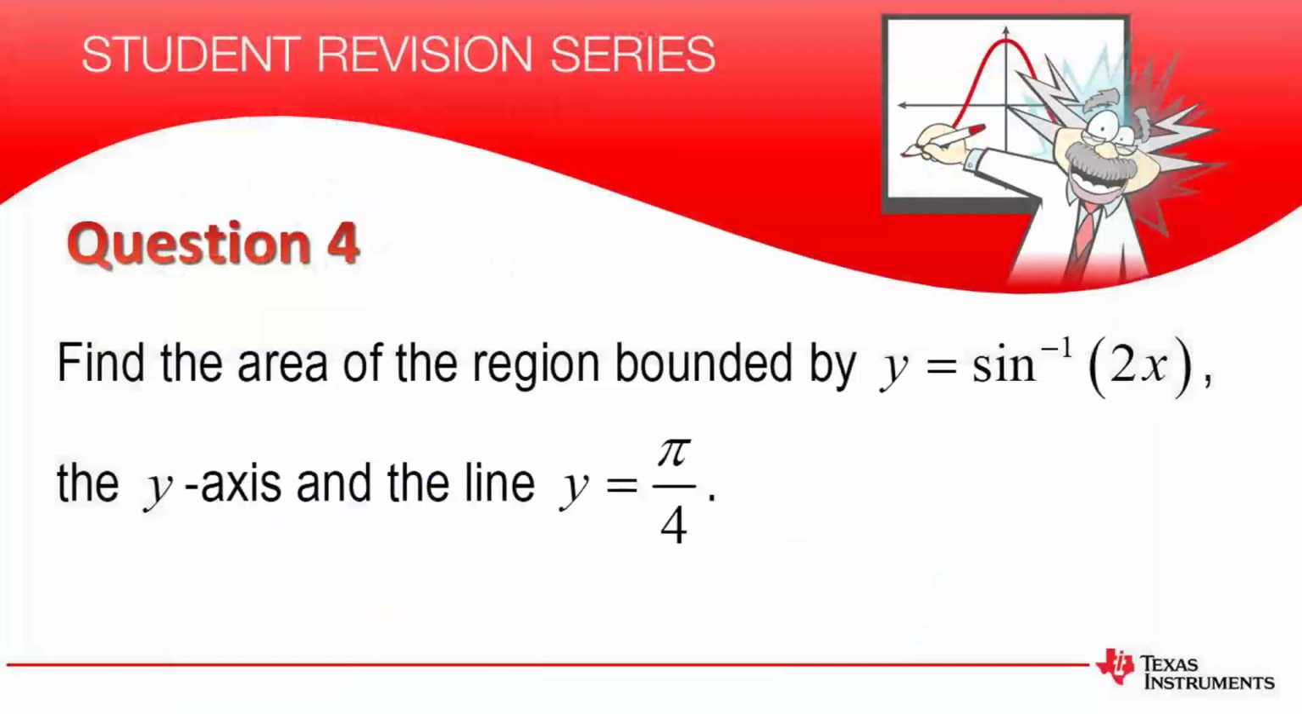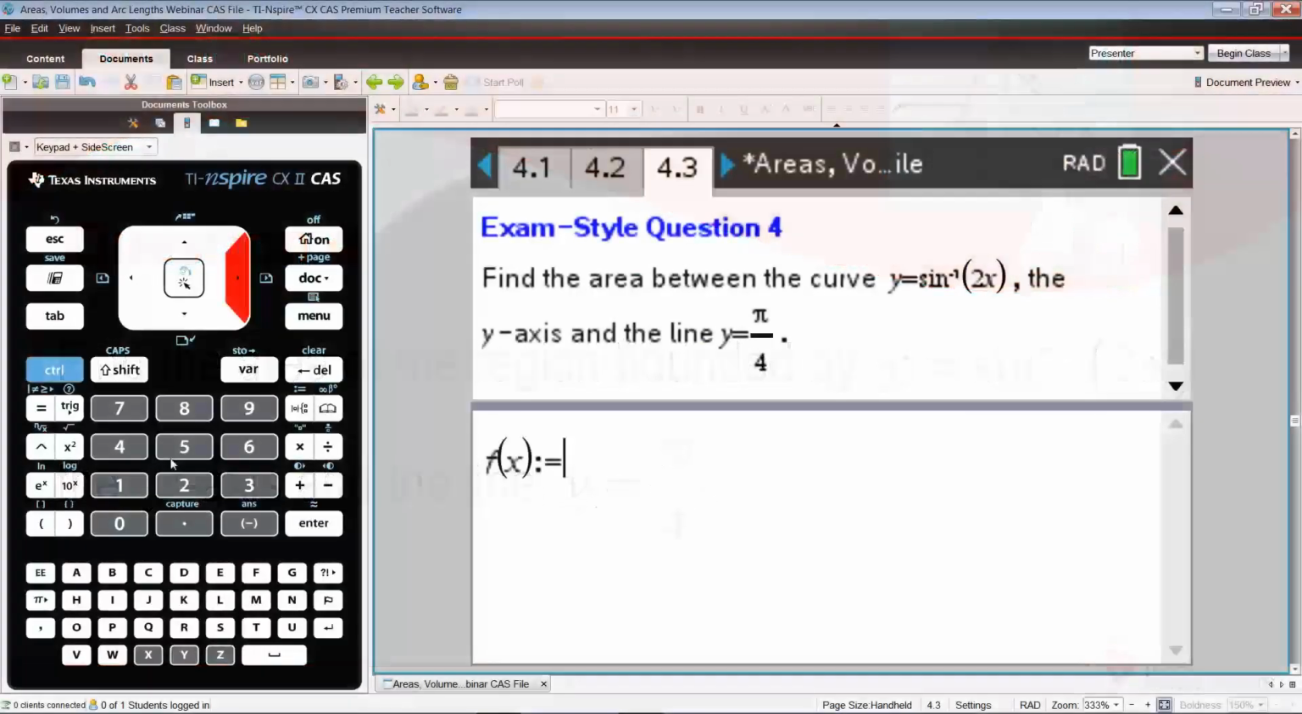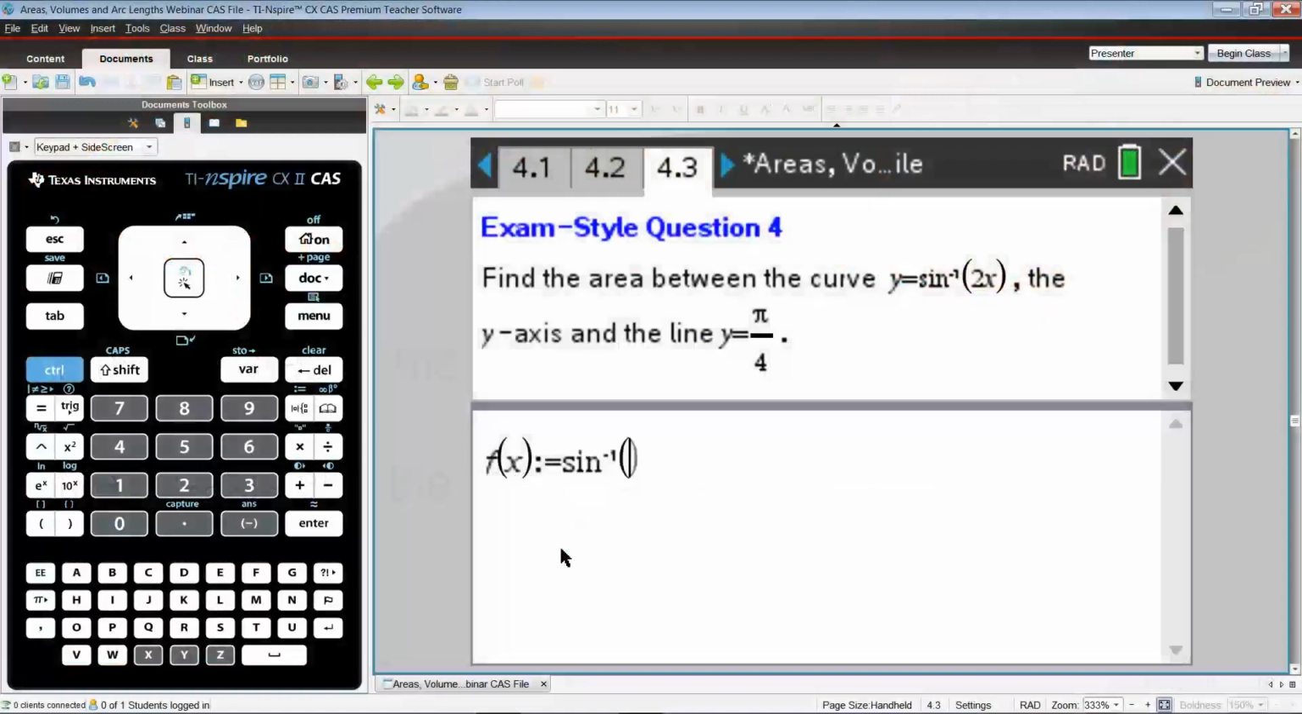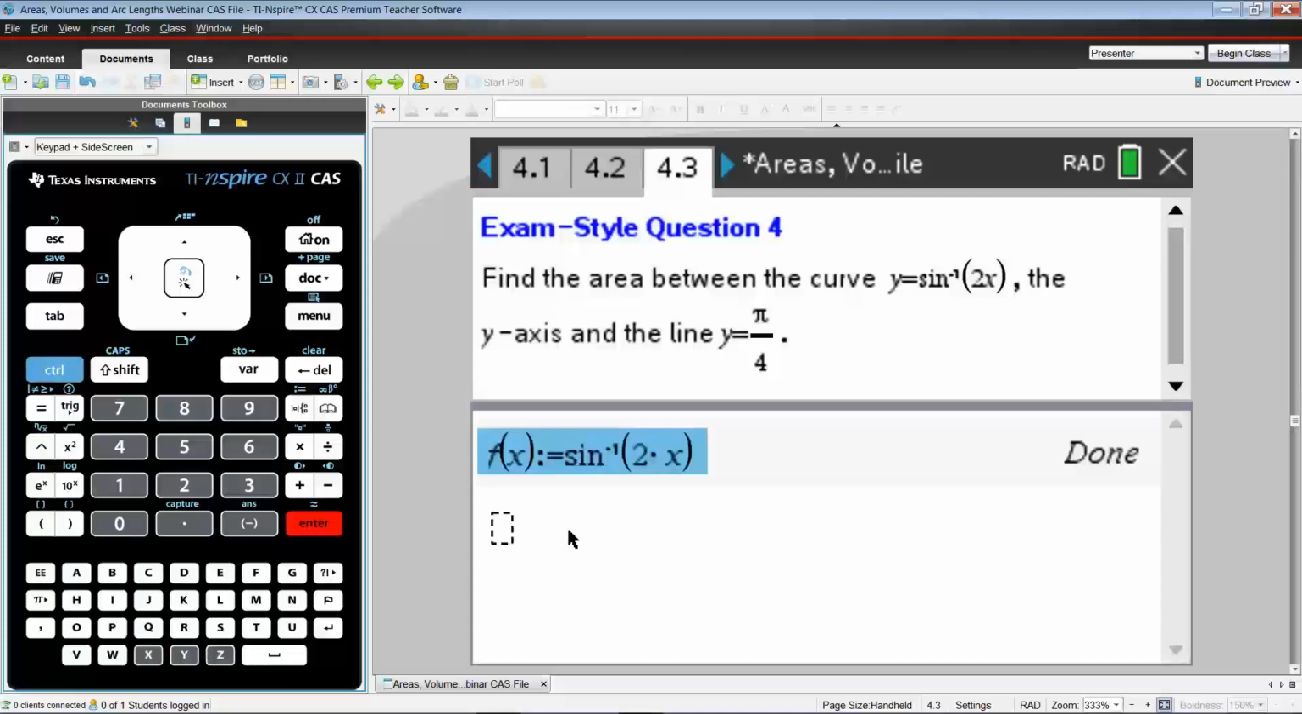Here we have a function, y equals inverse sine of 2x, and we want the area between that curve, the y-axis, and the line y equals pi on 4. All right, so before we get started, let's just define this function here. So trig, inverse sine, and then simply 2x. All right, there we go. So I have f of x defined as inverse sine of 2x. Now that that's done, we can then look at the graph.